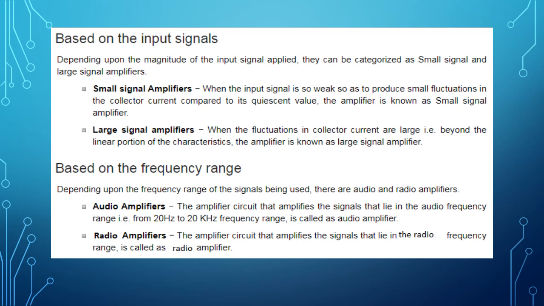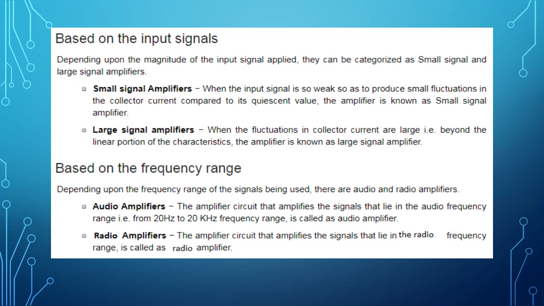For audio amplifiers, we can give the example of multi-stage amplifiers. For radio amplifiers, we give the example of tuned amplifiers. In tuned amplifiers, we take the output from the tank circuit, whereas in audio amplifiers, we take the output from the load resistor.